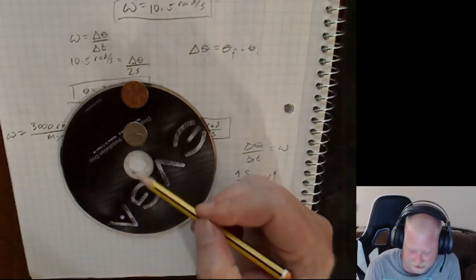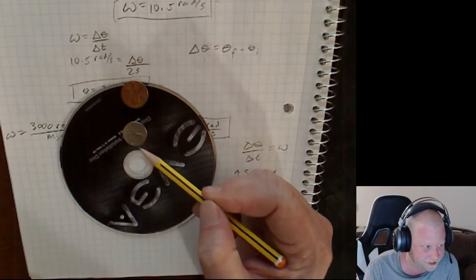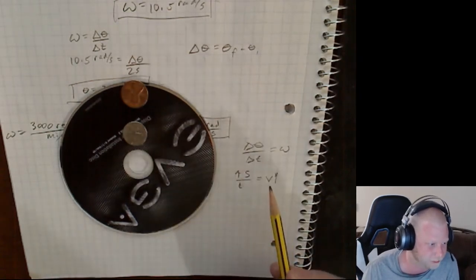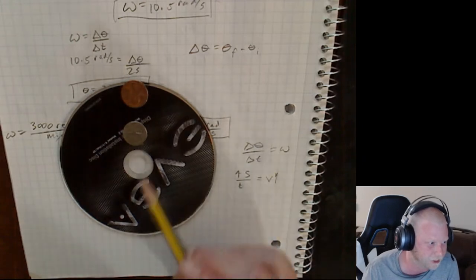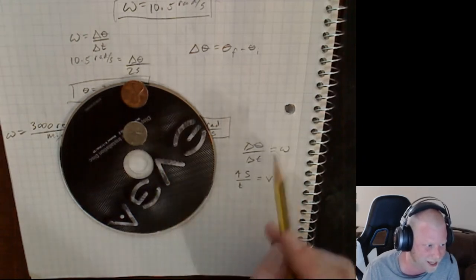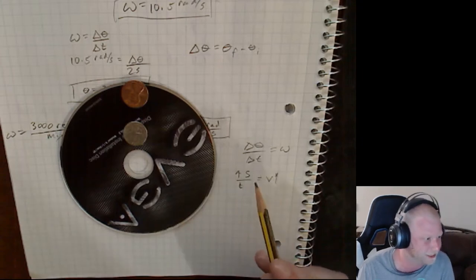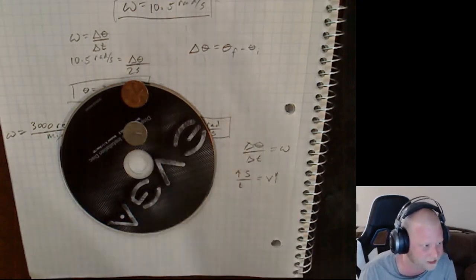Right, so the distance from the center of rotation is going to determine what the linear speed, the tangential speed, of the object is. Both the dime and the penny have the same angular velocity, but they have different linear or tangential velocities based off of how far away they are from the center of rotation.